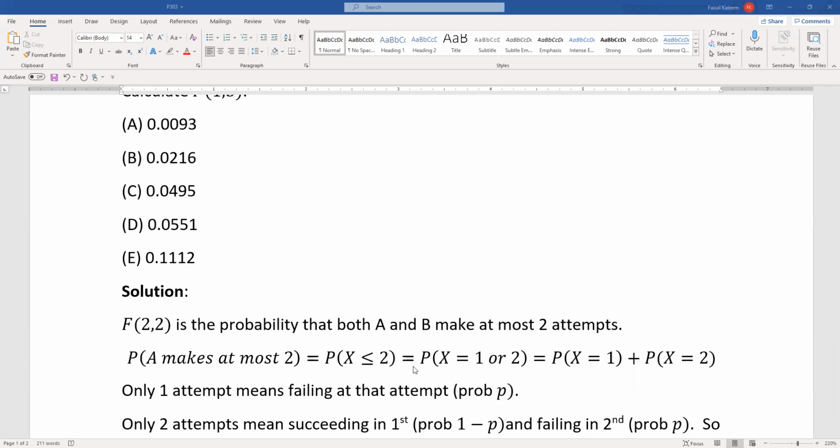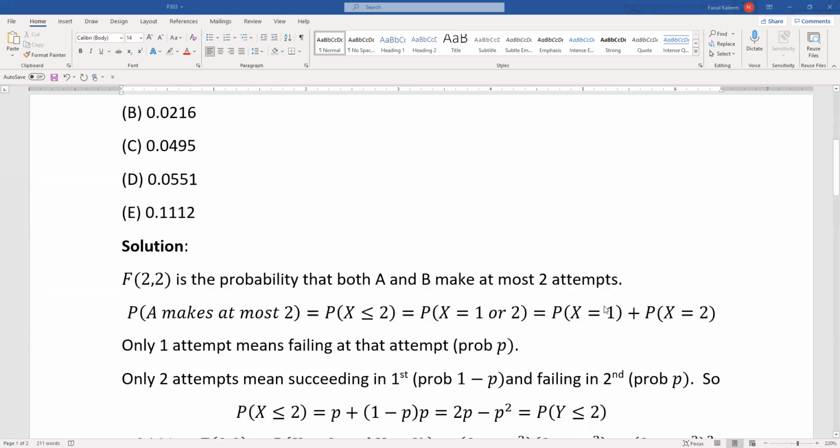Now less than or equal to 2 means 1 or 2 in this case, because you do make at least 1 attempt. So the probability of 1 or 2 will be probability X equals 1 plus probability X equals 2. Now making only 1 attempt means the person gets injured on the first attempt, because they keep making attempts until they get injured. So making only 1 attempt means getting injured on the first attempt, and that's it. And the probability of getting injured is P. So probability X equals 1 will be P.